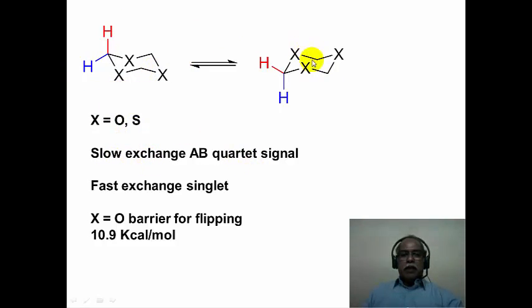At room temperature, when this is rapidly interconverting between the two states, of course, one cannot distinguish between the axial and the equatorial hydrogen.